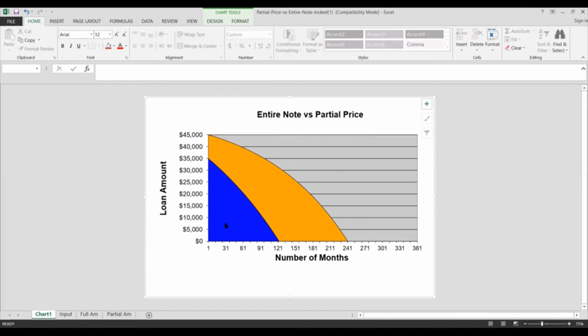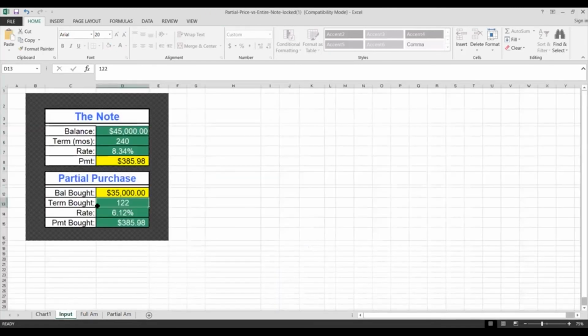So if we go back here and look at the input, we said they had 35,000. Now let's look at this from a different angle as well. Say we know that we have 40,000 into this. We bought this note at a discount. The 45,000 is the unpaid principal balance of the note, but we bought it for 40.